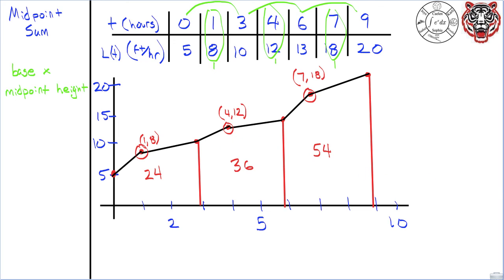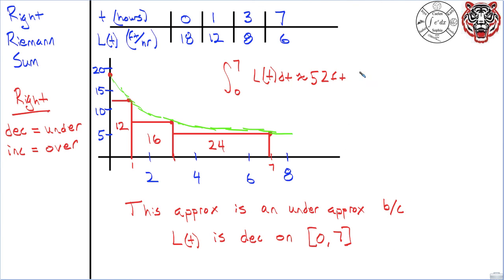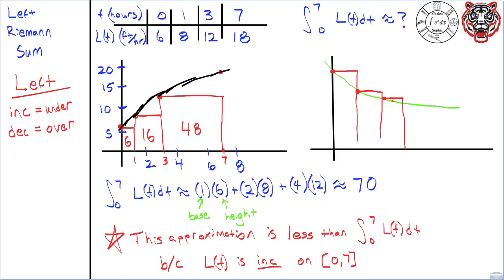All right. Last thing in our notes, we're just going to write the approximate integral. So the integral between 0 and 9 of L(t) dt is approximately equal to 3 times 8 plus 3 times 12 plus 3 times 18. And that's about, I think it's 114. And I guess we should have been doing units on all these. Feet, and I did do feet on all of them. Okay. This one should have been feet as well.